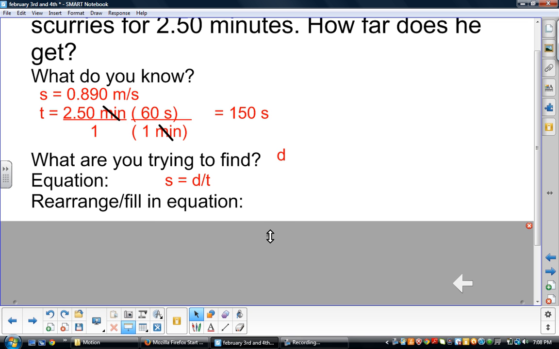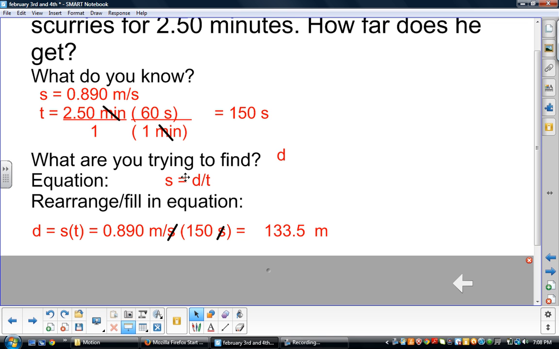If you absolutely have to, plug your numbers in first and then rearrange. But here I've rearranged it first. Speed is distance over time. If you want workspace, you can always use the workspace over here to the right of the problem. So distance is speed times time. I plug in my speed, 0.890 meters per second. I plug in my time of 150 seconds. My seconds cancel because this one is a numerator and this one is denominator, leaving me with meters as the units that I have left.